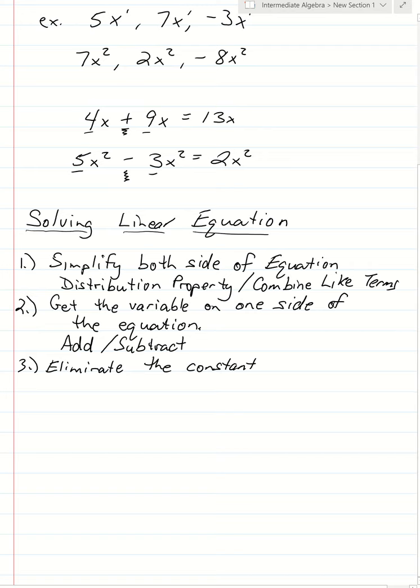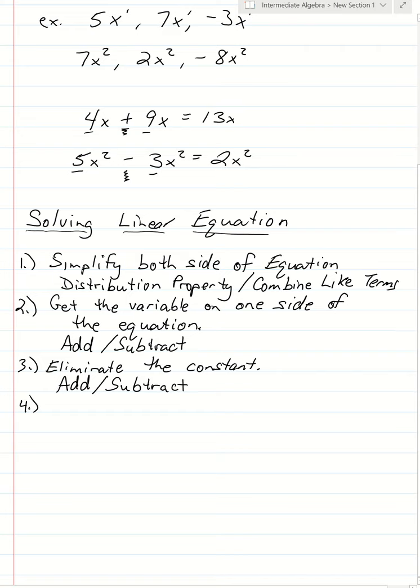When we are talking about eliminating the constant, that is the number that is not part of the variable. That's the number that's hanging out all by itself. And we want to try to eliminate the constant. And how are we going to do that? Well, once again, we could do one of 2 things. We could either add or subtract. Those are our only 2 options when we are trying to eliminate the constant.